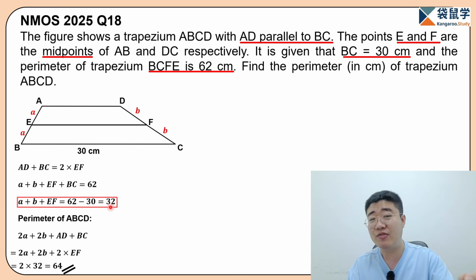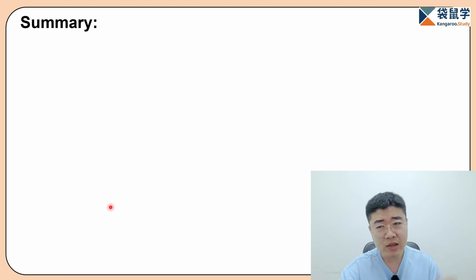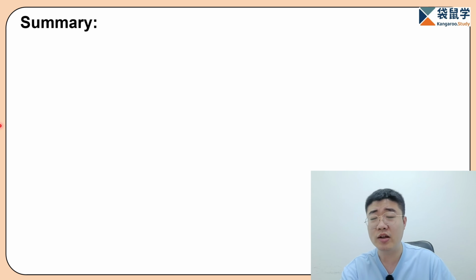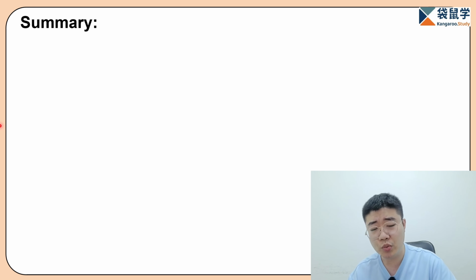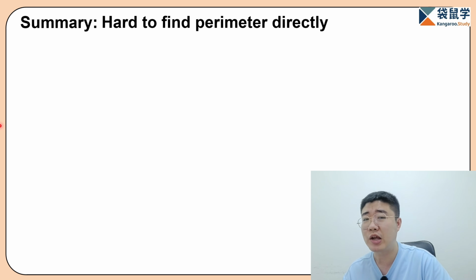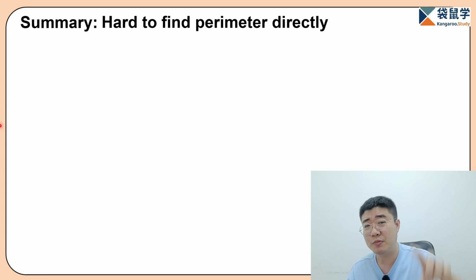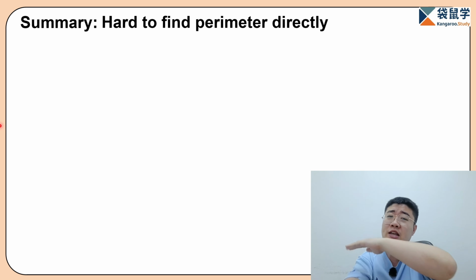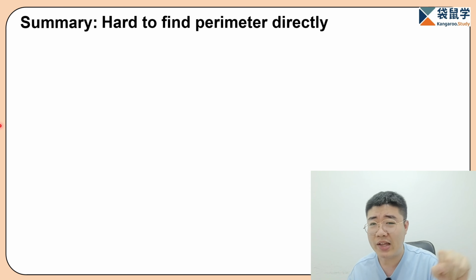So now we have successfully solved the question. Let's do a quick summary on the question here. We can notice that in this question for the trapezium, because we do not know all 4 sides, we cannot find the perimeter directly. If this is the case, what should we do? We notice that in this question they tell us about the midpoints, and we have the parallel lines. Those 2 angles, if we place them together, just become 1 straight angle.